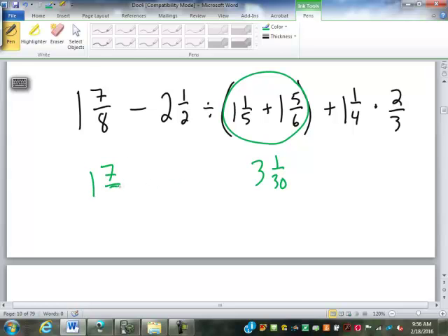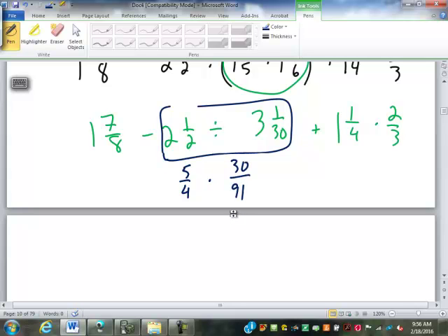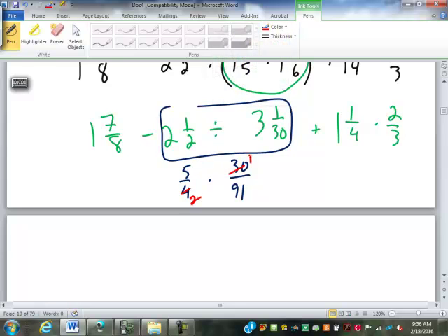So everything else stays the same. What's next? Careful. Divide first. Yep. So that's going to be 5/4 divided by 91 over 30, but times 30 over 91. So 2 and 15 is going to give us 75 over 91.